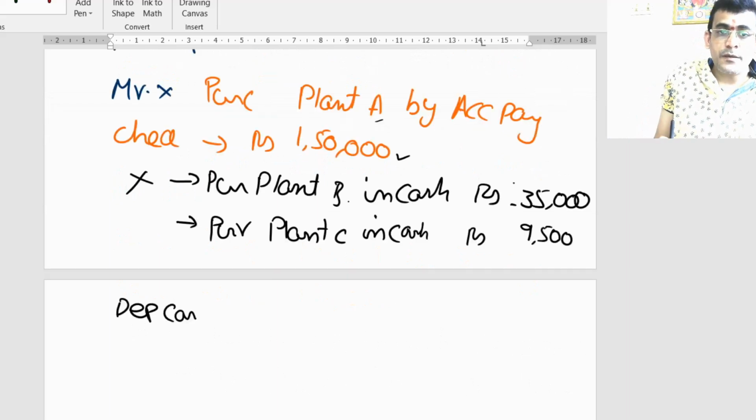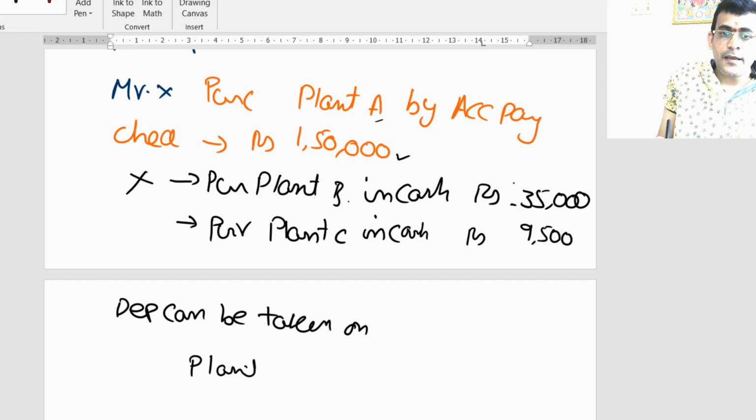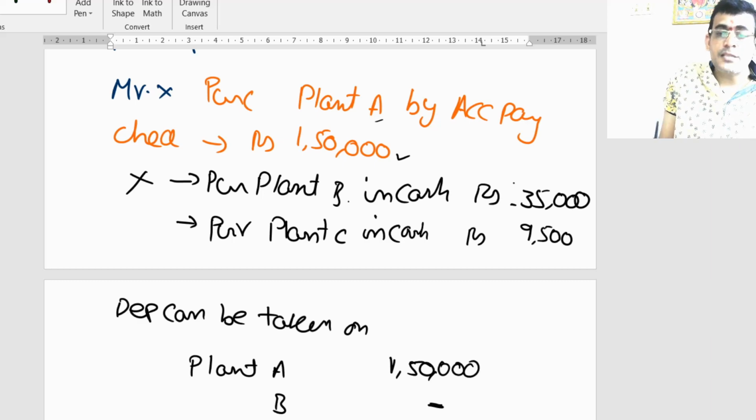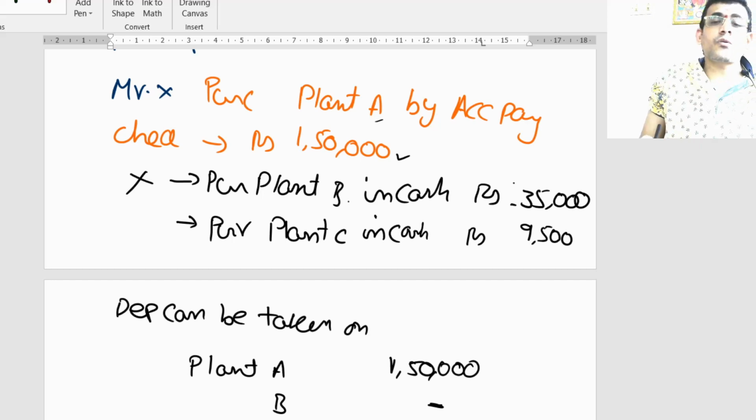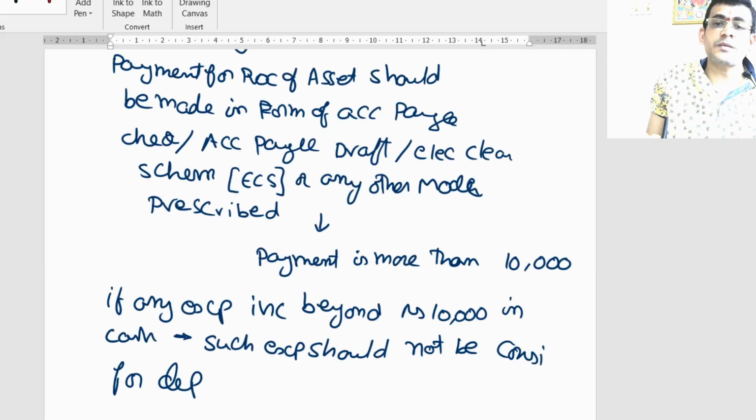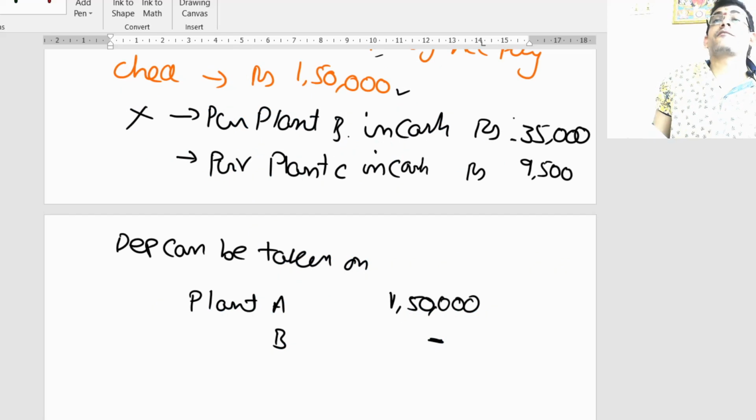Depreciation can be taken on what? Plant A. What is the cost of plant A? 1,50,000. As the entire asset is purchased by account payee check, you can take it. Plant B is not eligible, because anything more than 10,000 you should not pay in cash. If you pay in cash, as we have seen, you are not allowed to take depreciation. If any expense is incurred beyond 10,000 rupees in cash, such expenses should not be considered for depreciation. So I cannot consider this 35,000 for depreciation.